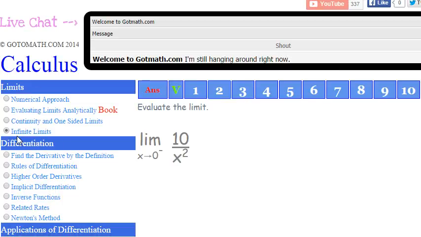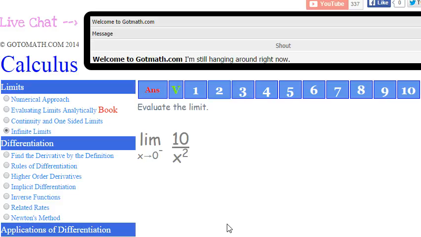We are working some calculus. We're in infinite limits, in this section here. Click on button 2 to eventually find this problem. I think there's like 10 of them. It comes up randomly. Anyway, let's move over to the whiteboard.